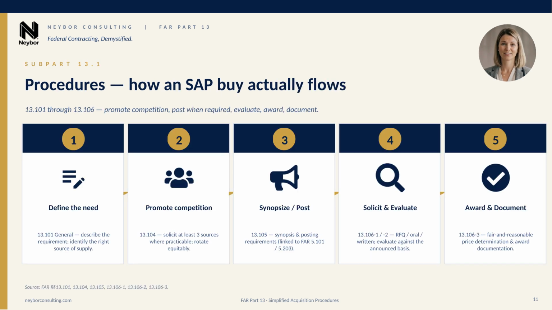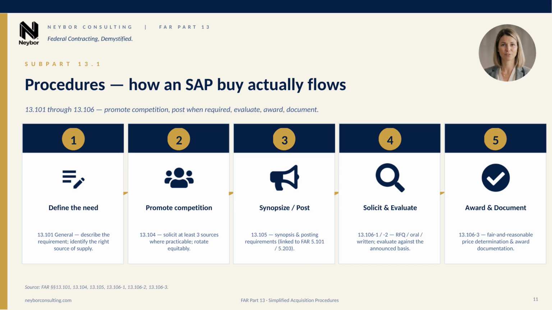Subpart 13.1, Procedures, is the connective tissue. Whatever method the contracting officer chooses, the process flows through the 5 steps you see on screen. Step 1. Define the need under 13.101 and identify the right source of supply. Step 2. Promote competition under 13.104. The contracting officer should solicit at least 3 sources where practicable and rotate vendors equitably, so the same 1 or 2 firms don't capture every buy.